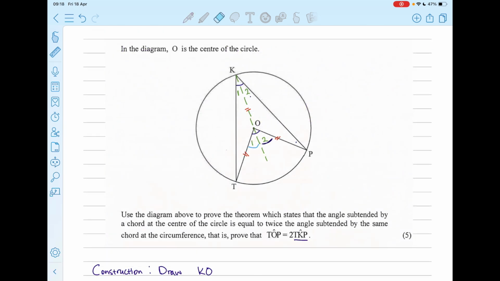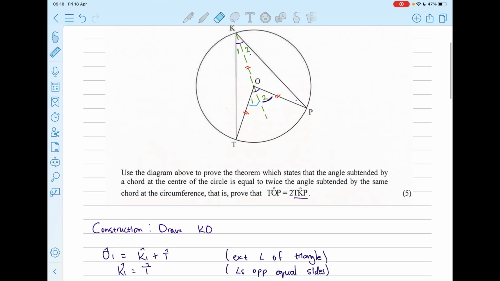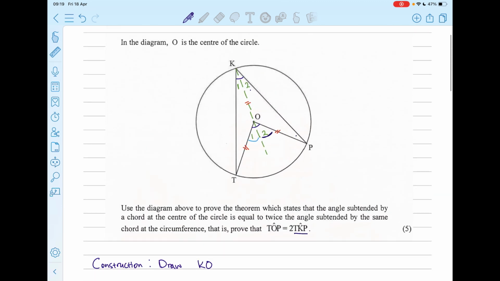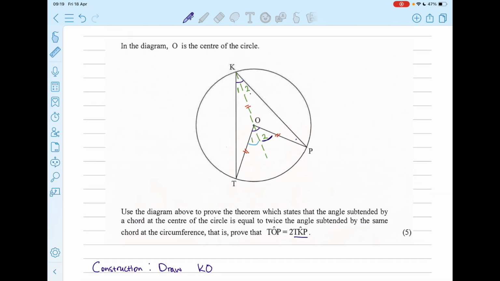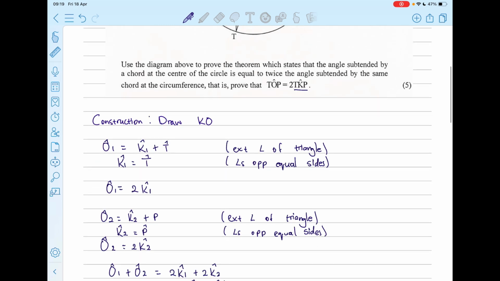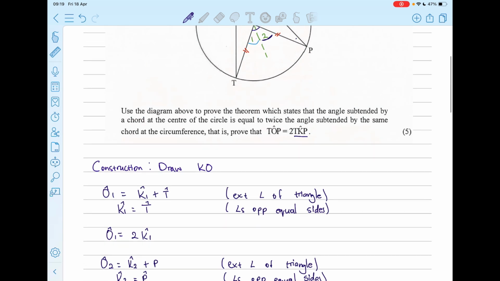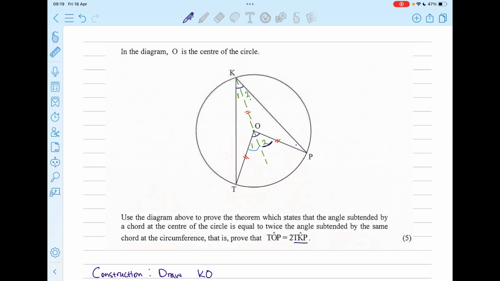Okay, so we just found the sum of O1 and O2, and we know that O1 and O2, they create angle TOP. So therefore, TOP is equal to, and we know that K1 and K2 on the diagram, they form that angle TKP. And there we go. We have just proved the angle at center theorem.